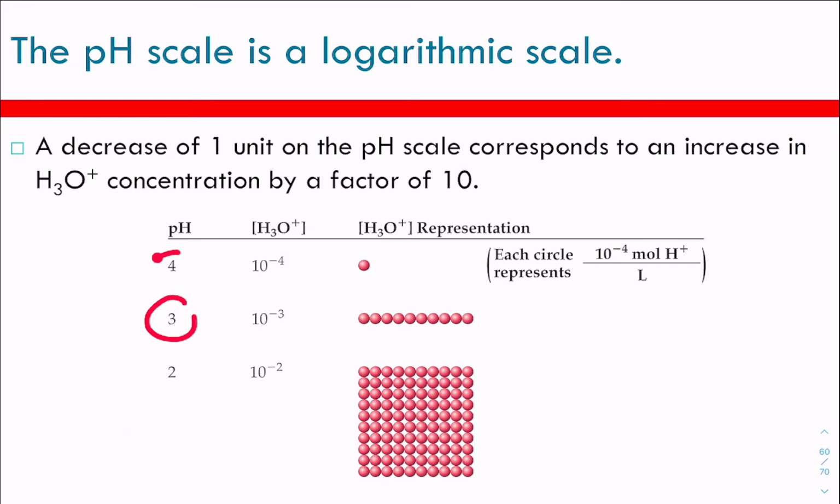If we go from a pH of 4 to a pH of 3, now it's 10 to the negative 3, which is not just 1 unit larger, it's 10 times larger, because we changed this number by 1 exponent, which means that we're multiplying it by 10. We're not dividing it by 10. Then going from 3 to 2, now we've got 100 times larger than a pH of 4. So moving 1 unit on the pH scale is 10 times larger concentration or 10 times smaller concentration for every unit.